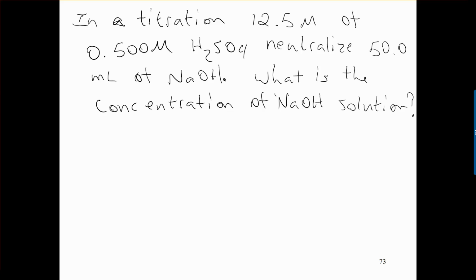In a titration, 12.5 milliliters of 0.5 molar H2SO4 neutralizes 50 milliliters of sodium hydroxide. Okay, this is a strong acid with a strong base, so this one's pretty straightforward. What is the concentration of sodium hydroxide solution? This is a very basic titration question, but I want you to consider one thing here. How many hydrogens do I have here? Two.